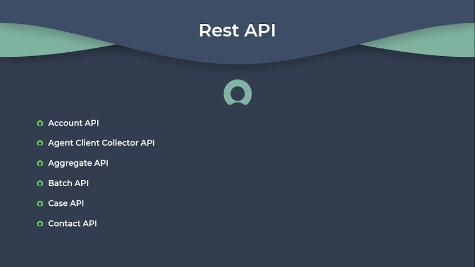Then Aggregate API. The Aggregate API provides endpoints that allow you to compute aggregate statistics about existing table and column data. Then Batch API. The Batch API provides endpoints to send a single request containing multiple REST API calls and returns a stream of response payloads. Then Case API. The Case API provides endpoints that enable you to retrieve and update customer service management case records. Then Contact API. The Contact API provides endpoints that enable you to retrieve and update customer service management contact records.